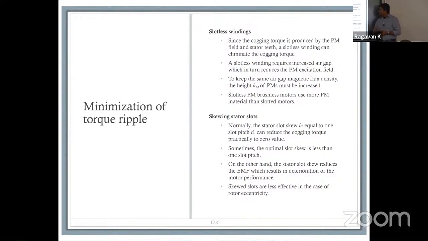challenges. Skewing of the stator slots, normally you do the stator slot skew by one slot pitch. That allows you to reduce the cogging torque practically to a value of 0. But keep in mind that the stator is not exposed to the rotational forces, the rotors. So your optimal skew oftentimes can be less than one pole pitch. So essentially you are converting the laminations, instead of stacking them along the z-axis, you stagger them as you stack them. So challenge exists here in your manufacturing.